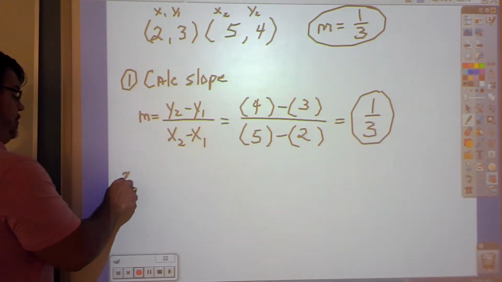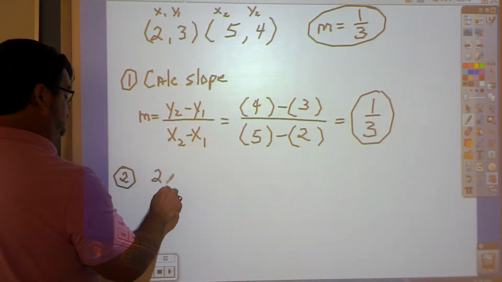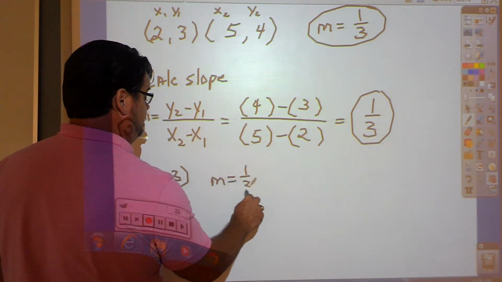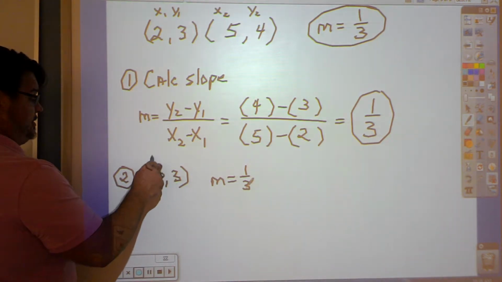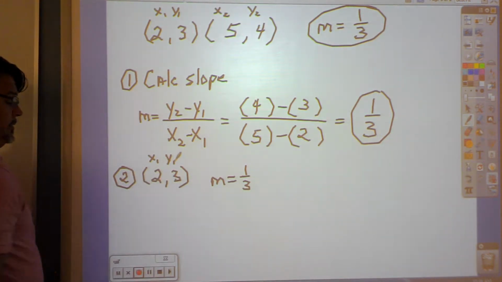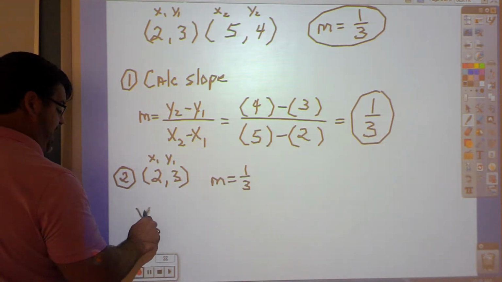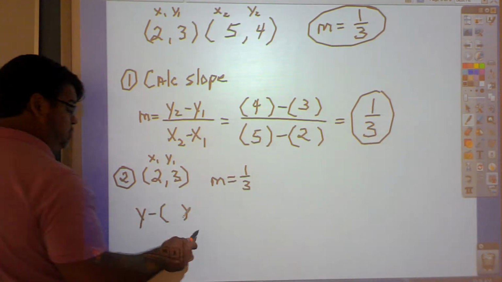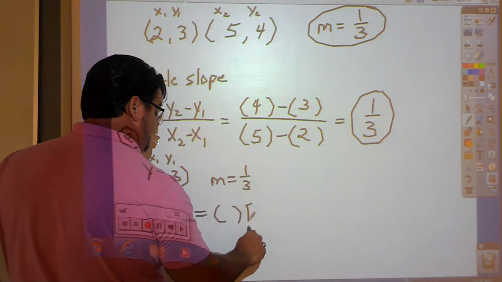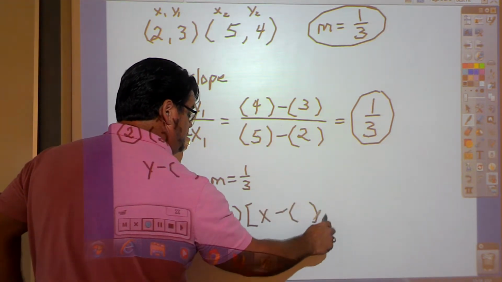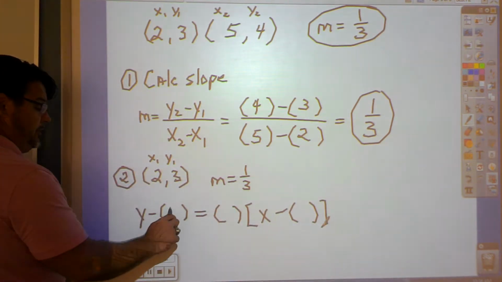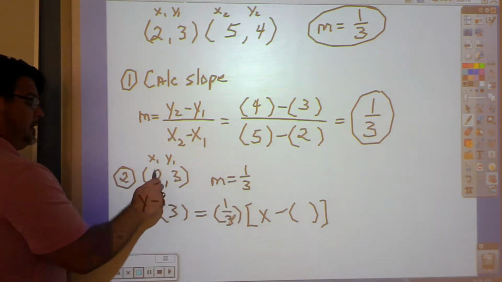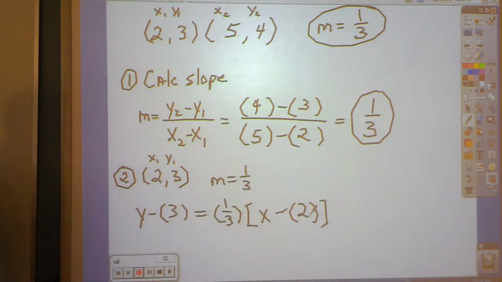So, part 2. I'm going to pick (2, 3), and m is equal to 1/3. I've got to label this, so that's x sub 1, that's y sub 1. So the point-slope equation says y minus what? y sub 1 is equal to m times x minus x sub 1. And that'll be a 3 here, a 1/3 here, and a 2 here. Now simplify and solve for y.